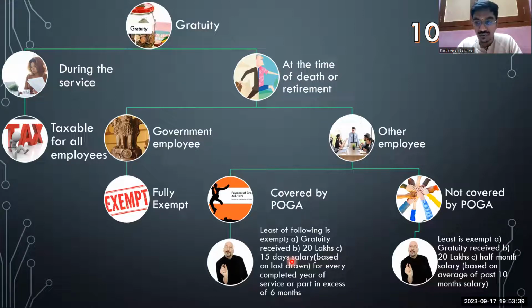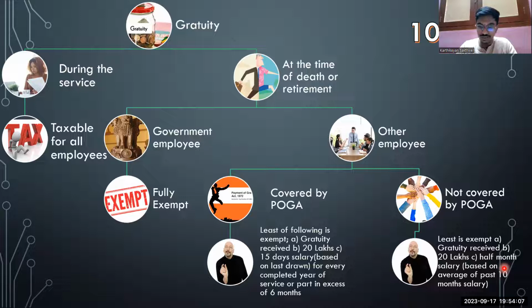If he is not covered by Payment of Gratuity Act, the first amount is the same, gratuity received. The second amount is also the same, it is 20 lakhs. However, if you just see amount C, it is half a month's salary for every year of service based on the average of the past 10 months' salary. Here it will be half a month's salary for every completed year of service alone. It will not include part thereof.